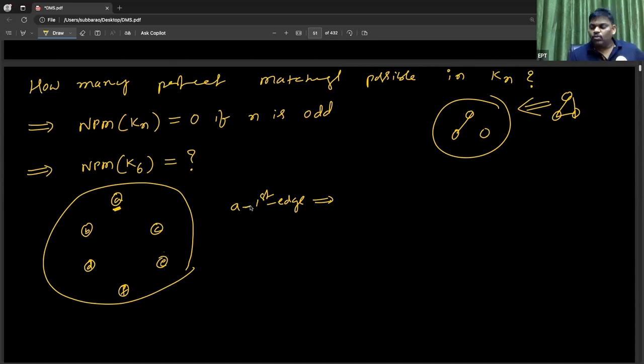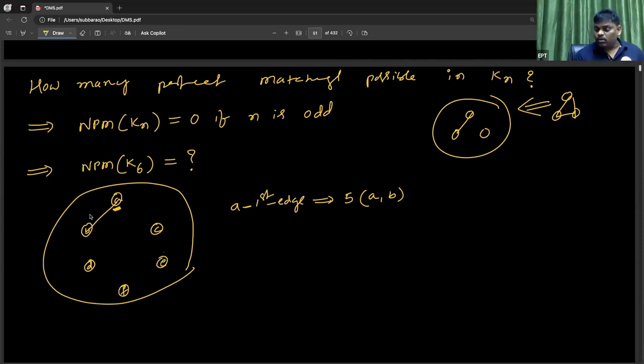So with A, you want to take the first edge. I am at A now. A to where will I go? Anyone you take. I have 5 possibilities, so 5C1: out of 5, select one person. Let us assume I took B, so A, B. I have 5 choices and I took one of them.